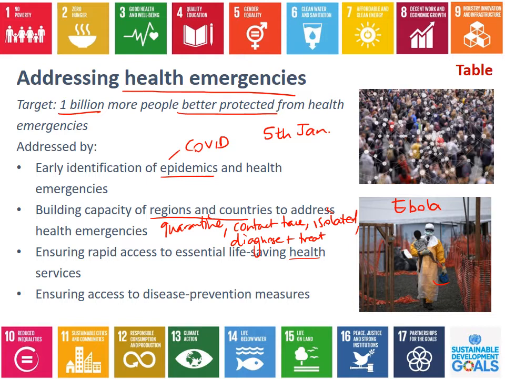And also ensuring access to disease prevention measures. Obviously, the best way to address a health emergency is to stop it happening in the first place. So these are things like vaccines, sanitation. We know that a lot of diseases spread through unclean water. Could be things like mosquito nets, all those kind of things that can stop diseases spreading in the first place. Okay, so just jump back into the table, pop in the target and choose 2 of these strategies and discuss how that could help address health emergencies.